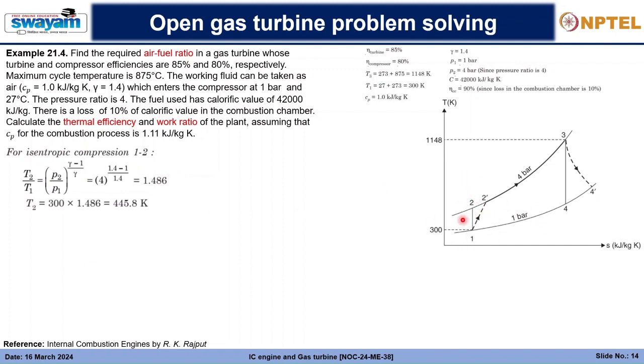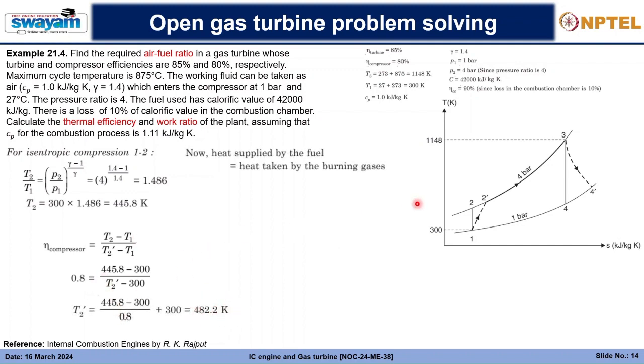So for the isentropic process out here, we calculate the value of T2 as 445.8 Kelvin. Then we use the compressor efficiency, T2 minus T1 divided by T2 dash minus T1, and we will find the value of T2 dash as 482.2 Kelvin out here. Next, we will find the heat supplied by the fuel equals the heat taken by the burning gases, and by that we can find the air fuel ratio.